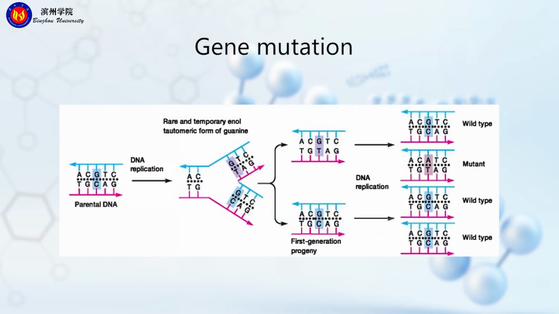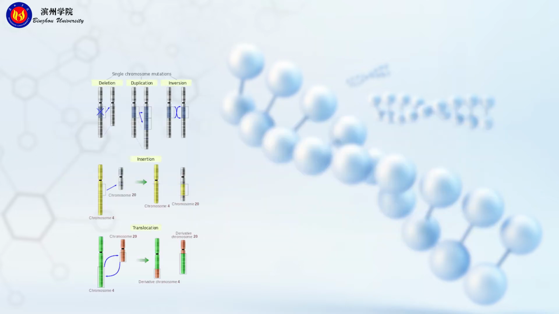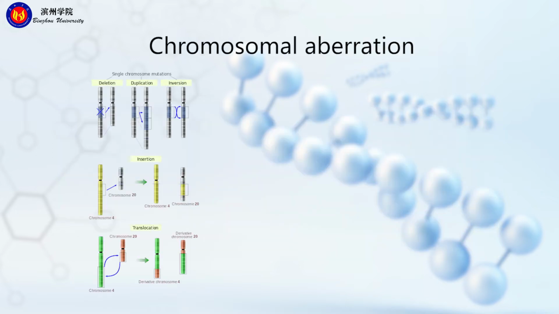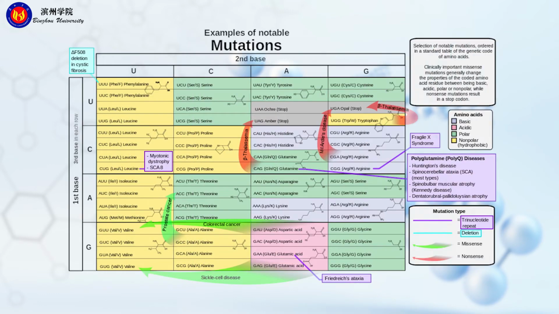Please look at the picture on the screen. The gene mutation usually occurs during DNA replication, as this picture shows. The next picture shows chromosome aberration. It refers to large fragment change in chromosome. Mutation could lead to the change of codon and further the function of encoded protein.